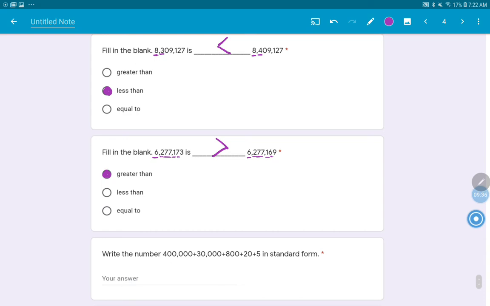Next, I have a number written in expanded form, and I need to write it in standard form. So I have 400,000 plus 30,000 plus 800. So notice I don't have anything in the thousands place value, so I need to write a 0 to hold that space. So I have 430,000. Then the next number is 800, so I wrote that 0 to hold the thousands place value. 430,800.